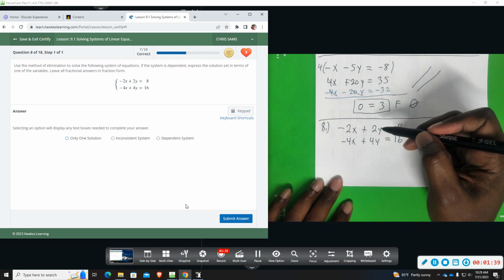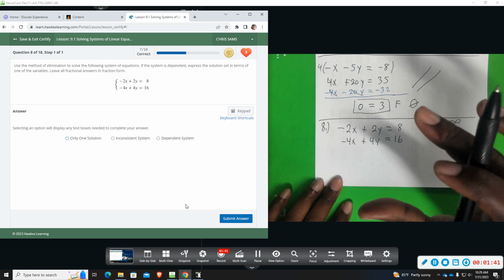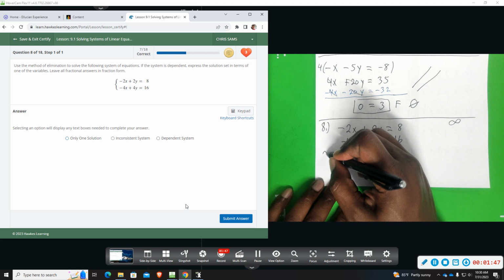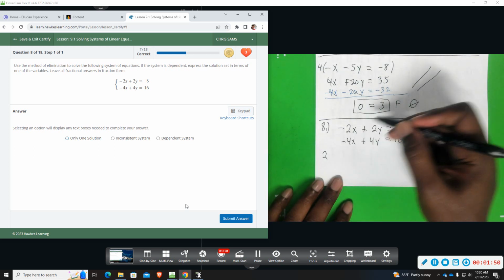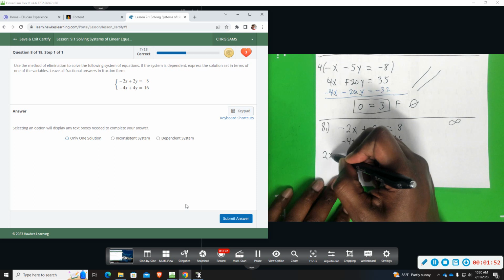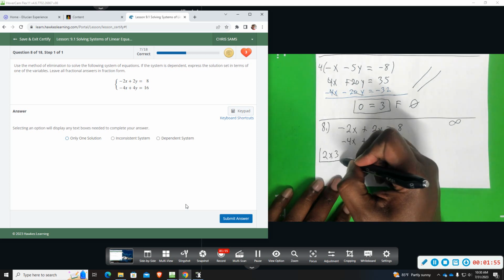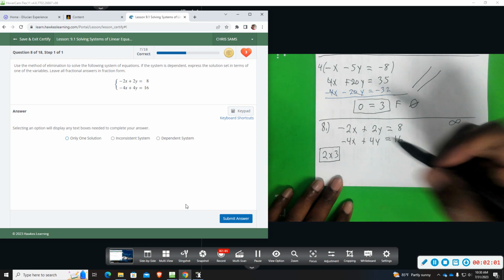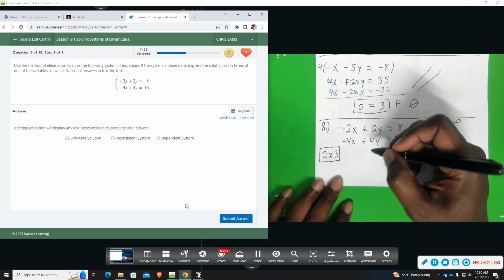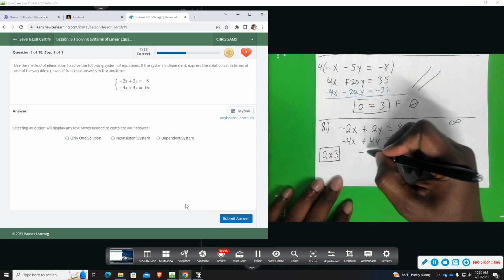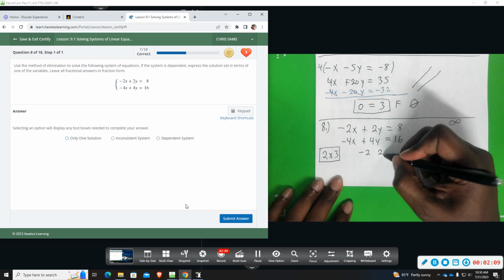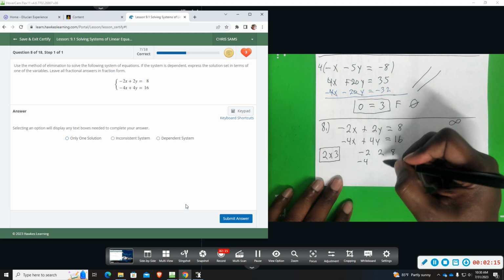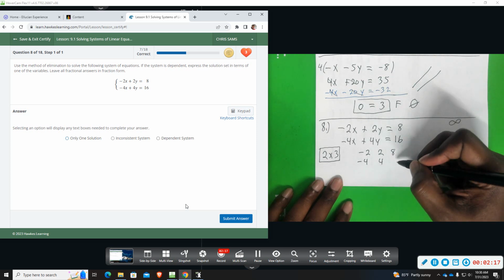So when you do a matrix, you've got to tell it what size matrix. We have 2 equations, so that means we're going to do 2 rows, and each row has 1, 2, 3 things in it. So we're going to be doing a 2 by 3. Then we're going to input only the coefficients, the numbers. So row 1 is going to be a negative 2, a positive 2, and an 8. And then row 2 is going to be a negative 4, positive 4, and then a 16.